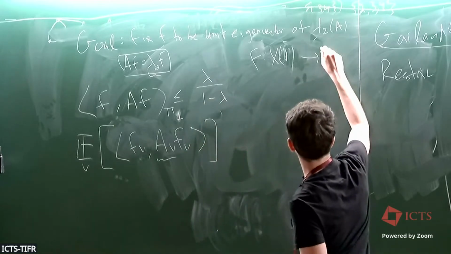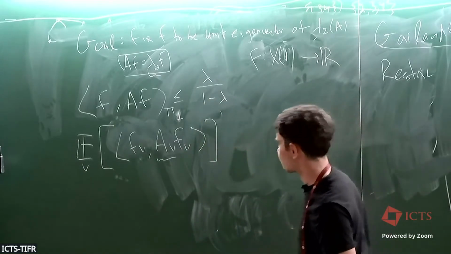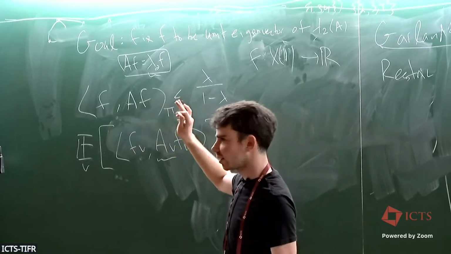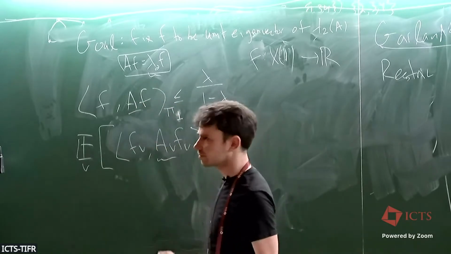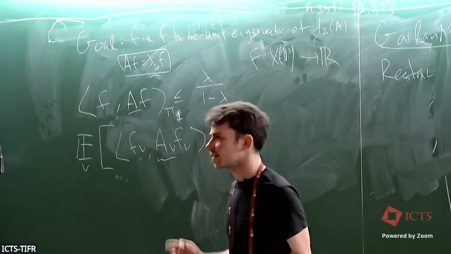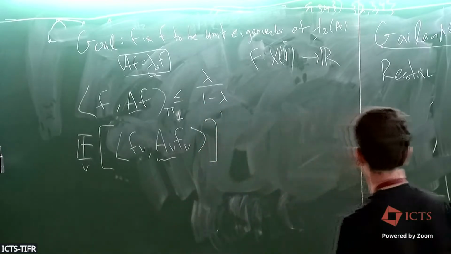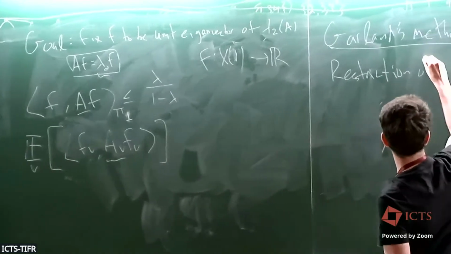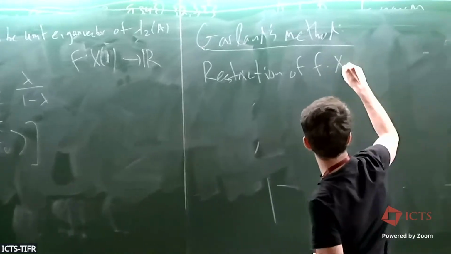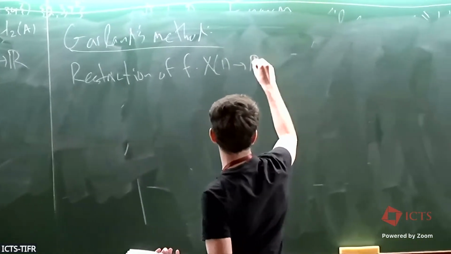Yeah, and this is a function f from X1 to R, and we're just looking at the standard quadratic form, or Rayleigh quotient, of f with the underlying graph matrix A to analyze the spectral expansion. Okay, so I want to define the restriction of our function f, which is on the vertices of X, to a link.